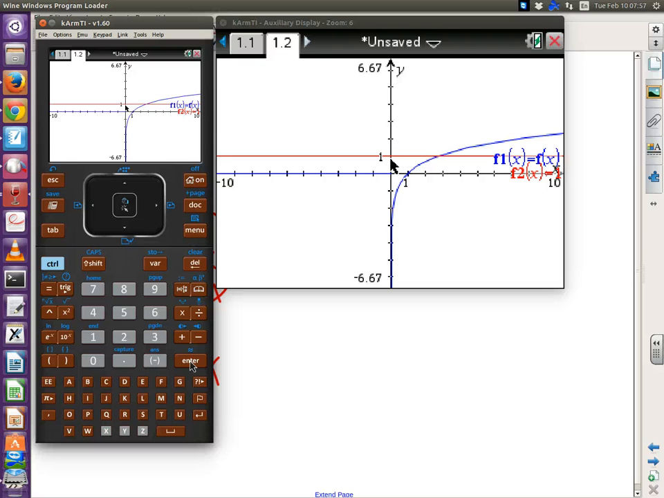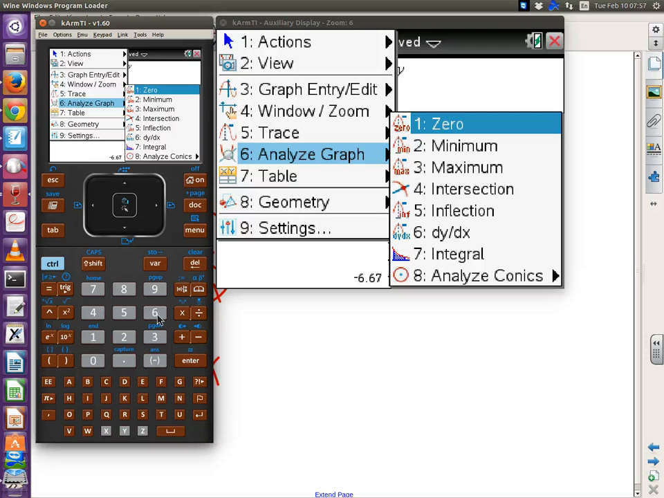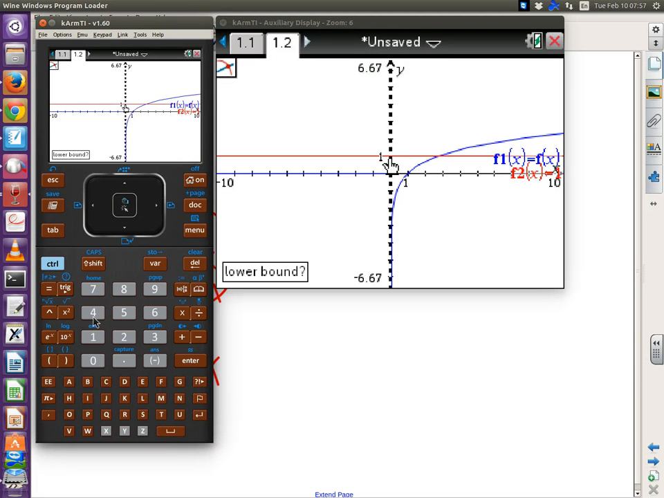Menu. Analyze. And intersect. Okay. Lower bound and upper bound don't really matter much because there's only one intersection point, but all right, can I get closer to it? No? Fine. Enter. Upper bound, can I just type it in? 3? Enter. There you go. 2.72 something.